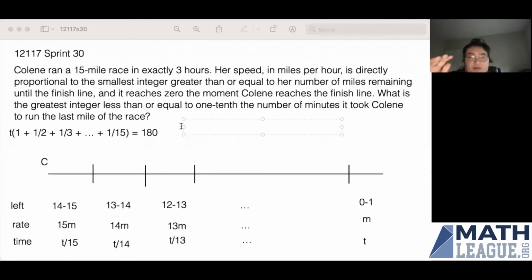Let's try and find an upper bound, or no, sorry, a lower bound. We want a lower bound and show that that's above 180. We're trying to show that 60 is too much. So 60 plus 30 plus 20, these are the ones we know for sure. 15, 12, 10.